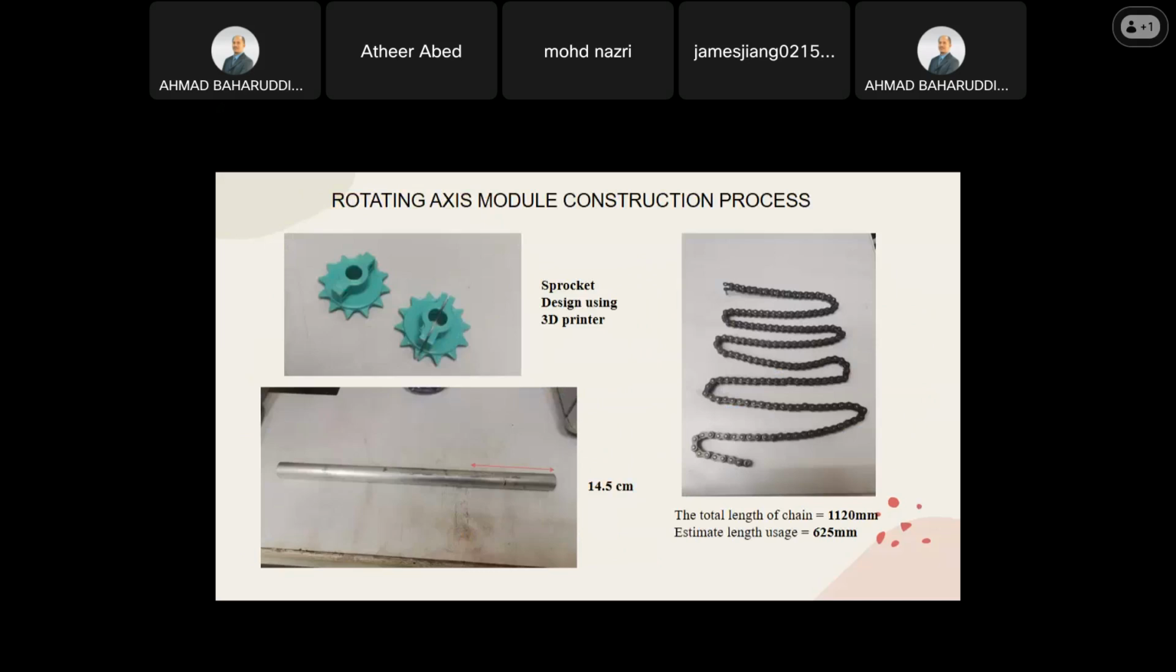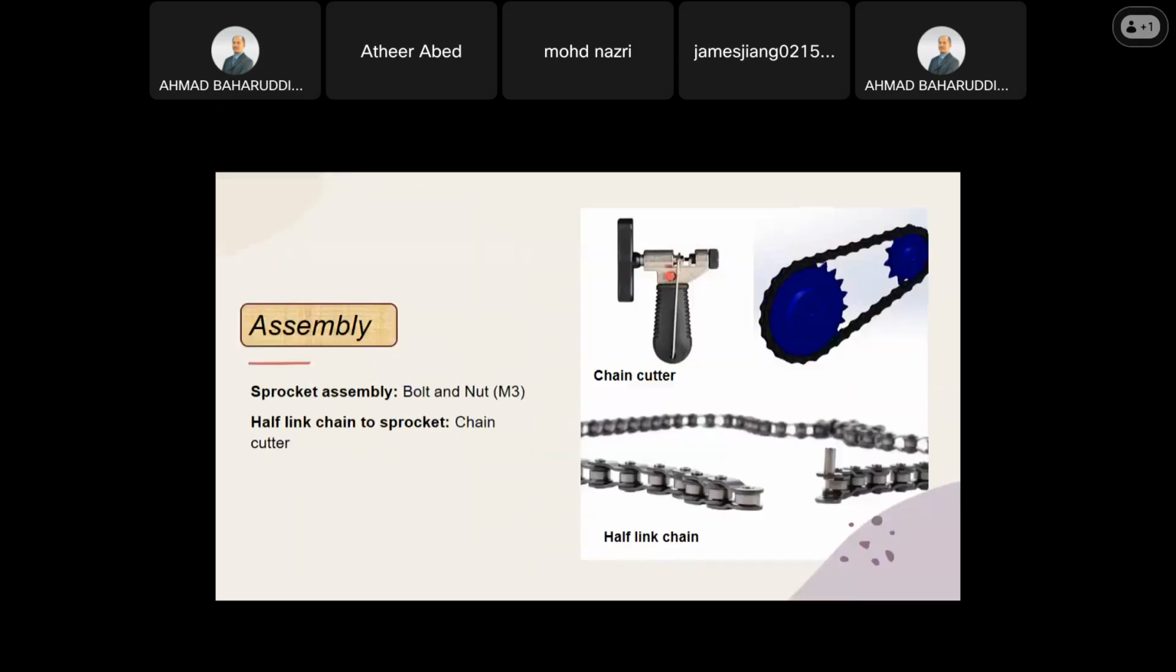Okay, so to connect the rotating axis module with the wire arc additive manufacturing machine, I use this fabricated sprocket, and then I have a cylindrical jig, which I'll explain later what it is for, and then some chains here. Okay, so this is the way I assemble and disassemble the chains using the chain cutter.